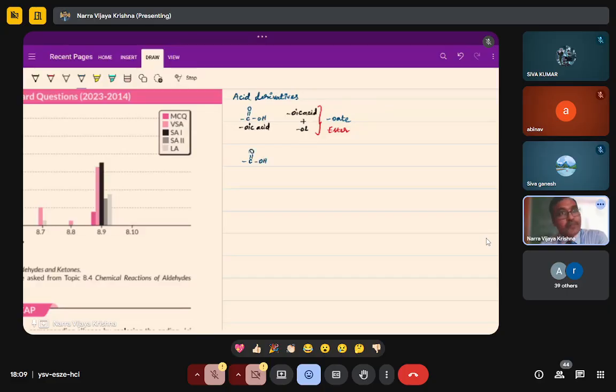This is a carboxylic acid, allowed to react with PCl3 or PCl5 or SOCl2 or SO2Cl2. What happened? All these reagents will replace the OH group with halogen. If it is PBr3, OH is replaced with Br. So only this group will be replaced. So in all these cases, what do you get? COCl, acid halide.